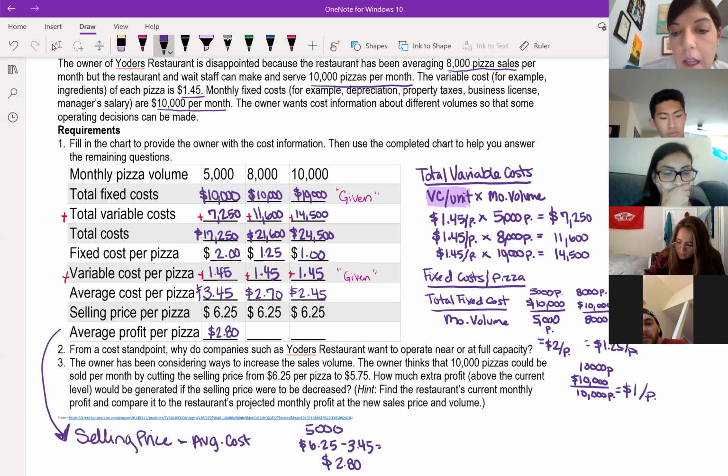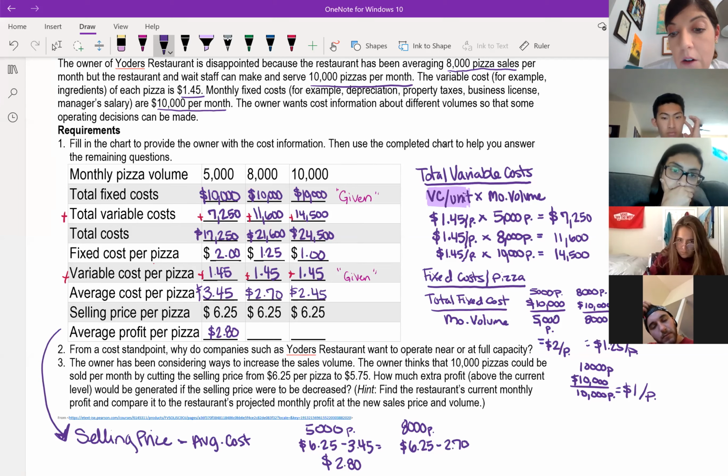When you sell 8,000 pizzas, it's going to go up, right? $6.25 per pizza. Well, your average cost went down to $2.70. So now that means that your profit's going to increase from $2.80 to now $3.55.